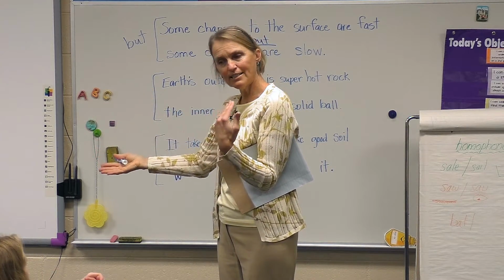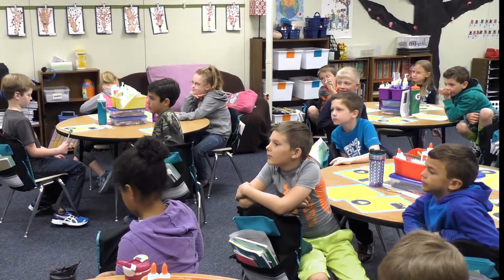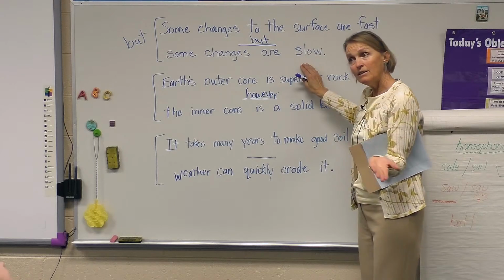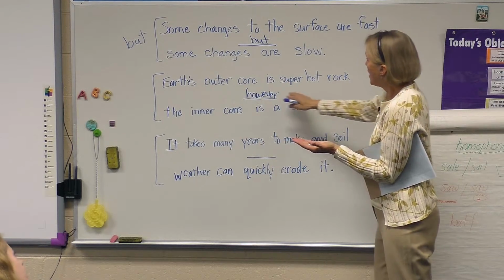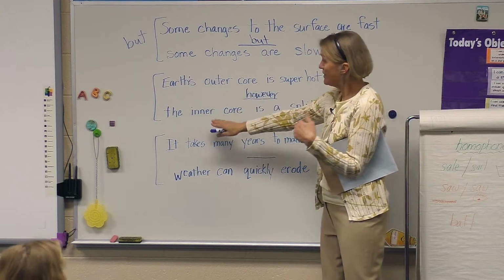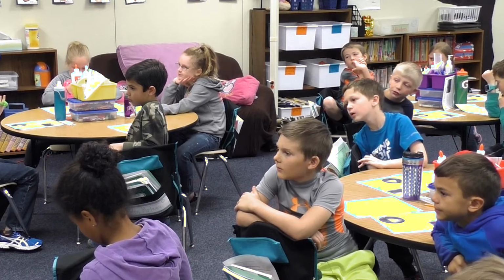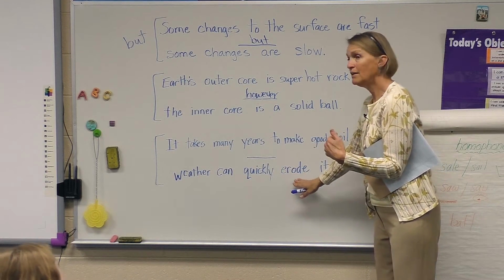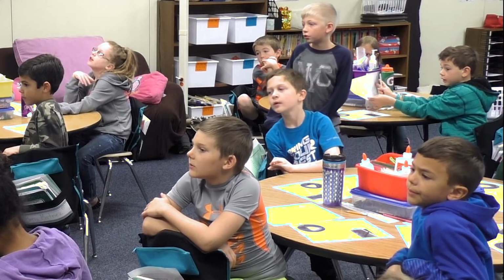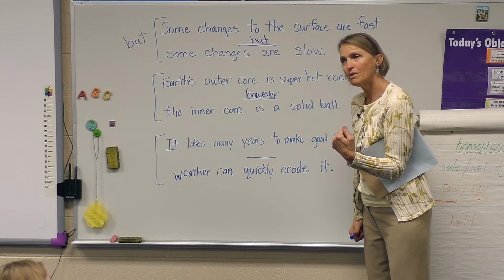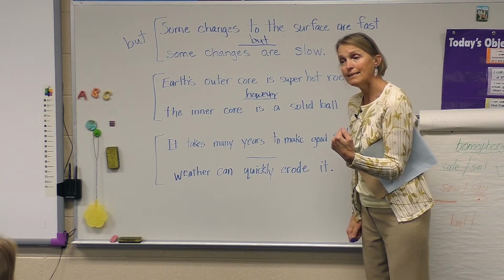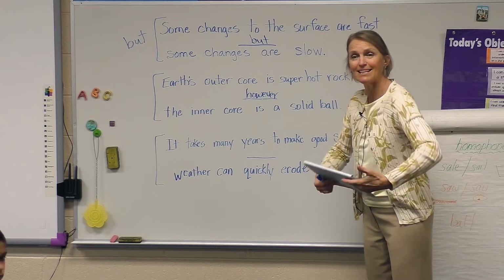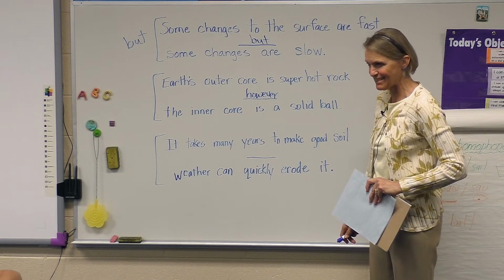Different. Hot is different than? Cold. Fast is different than? Slow. The outer core is very different than the? Inner core. Good is different than? Destroyed or erode. Okay, so those were contrasting. There are other ways sentences relate, but today we studied contrasts, how sentences contrast.